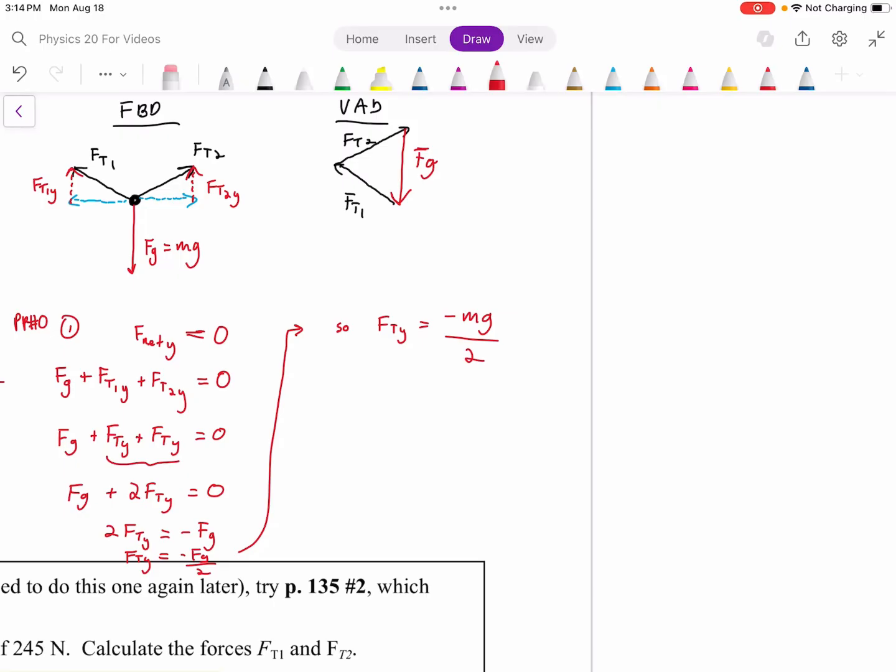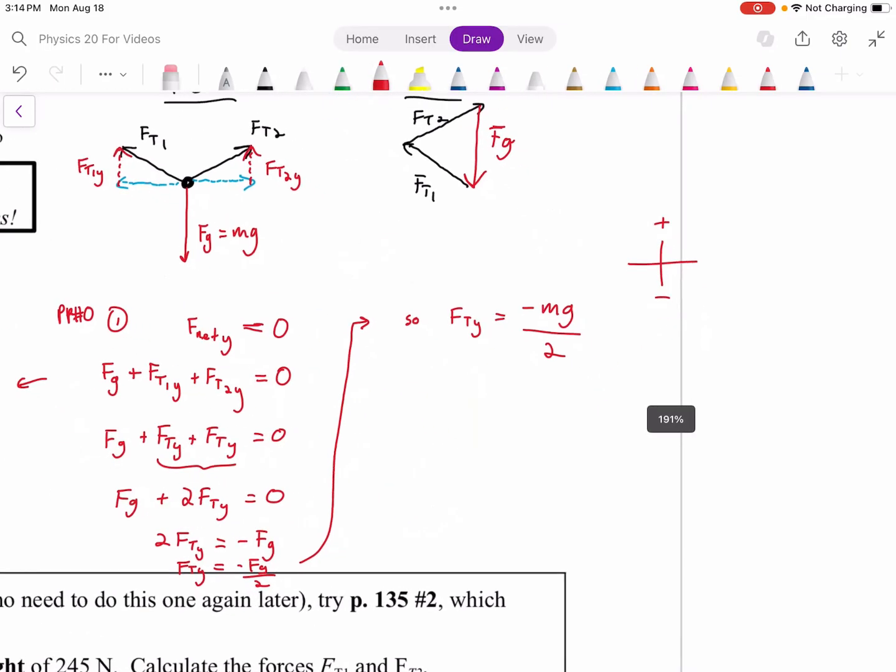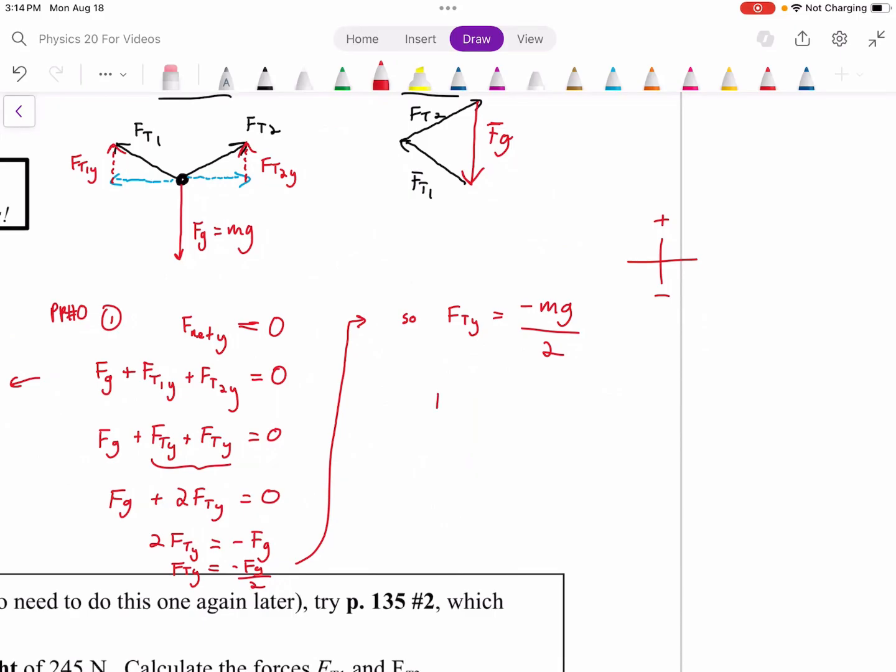Okay, now we're about to put numbers in, so if we didn't already, we definitely need to now make sure we define our directions. Up is positive, down is negative. Little way we can make predictions and check our work. We are hoping we get a positive answer here because we know the y components of the tension needed to be upwards. Let's put in our numbers.